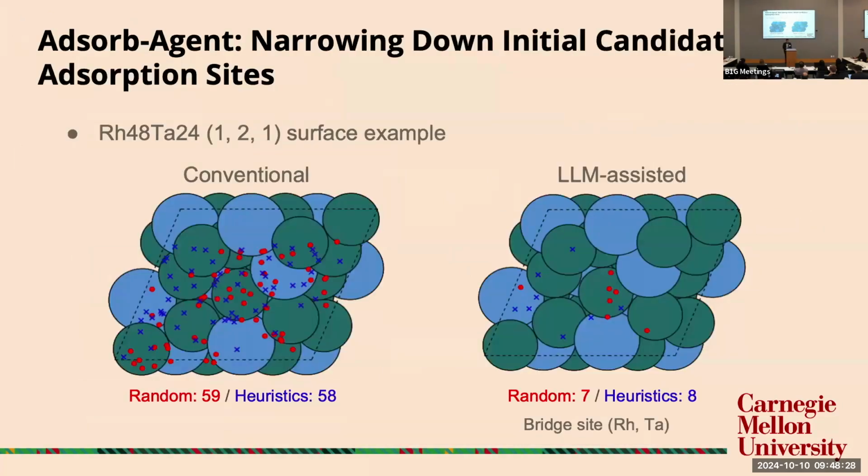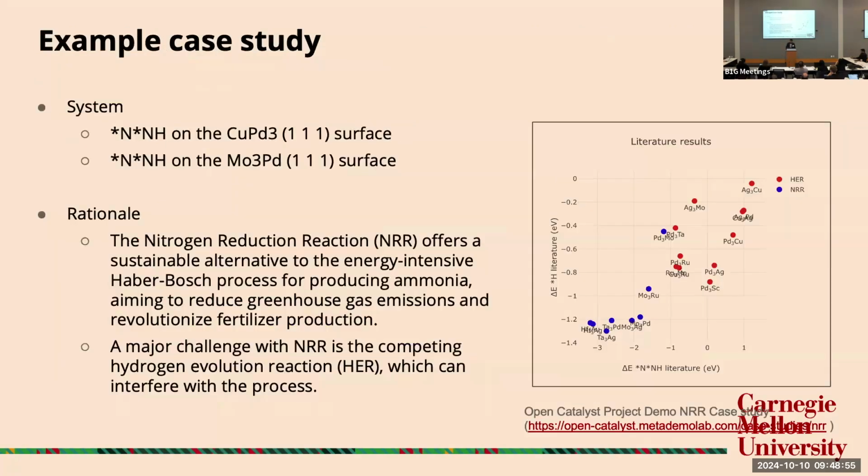The results are actually very good. I didn't expect this. You can see that random search and heuristics take about 59 and 58 steps, whereas for LLM-assisted the random is 7 and heuristics is 8 for the rhodium tellurium surface, so we significantly reduce the search via LLM assistance.